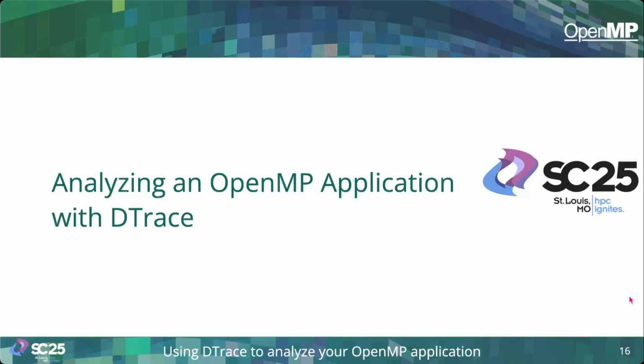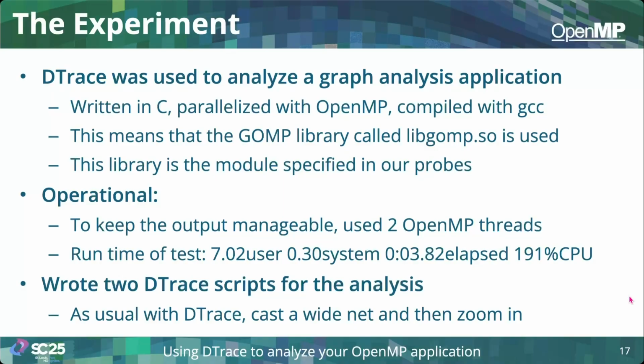By now I have covered enough of DTrace to be able to show you what I'm doing there, and we're going to analyze an OpenMP application. I selected a graph analysis application written in C, parallelized with OpenMP and compiled with the GCC compiler. That means that the OpenMP runtime library is the GNU OpenMP library. It's libgomp.so, and that's what you'll be seeing me using as a module in my probes.